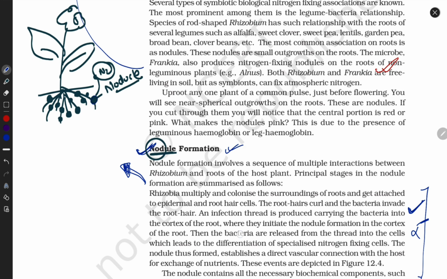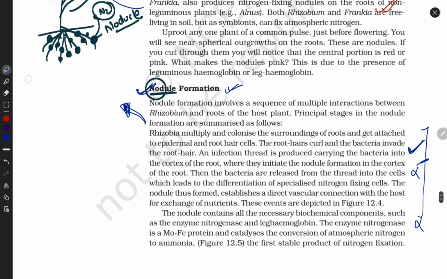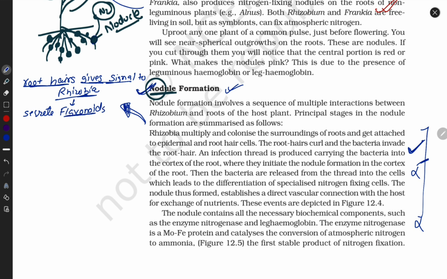Let's start, guys. First of all, root hairs give a signal to rhizobia. Root hairs are located at a part of the roots, and they give a signal to rhizobia. How do they give a signal? They secrete some flavonoids. So due to the signal of flavonoids, what happened? Then rhizobia are attracted towards the roots.